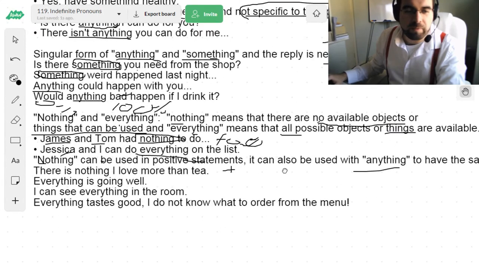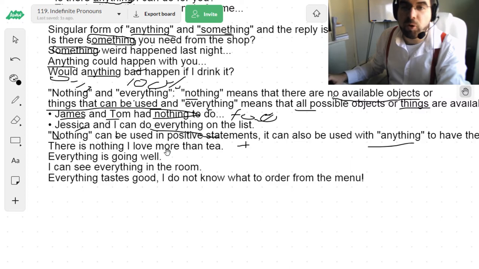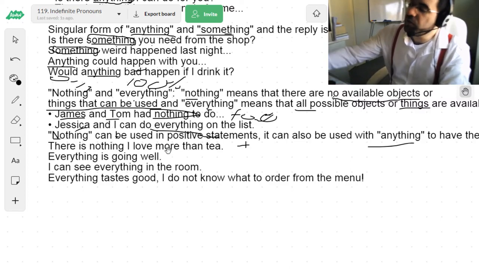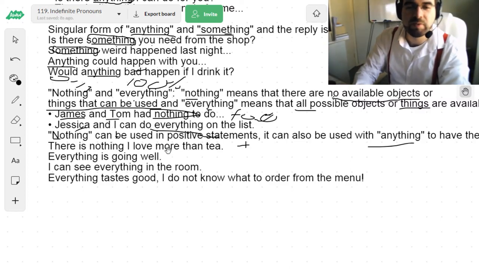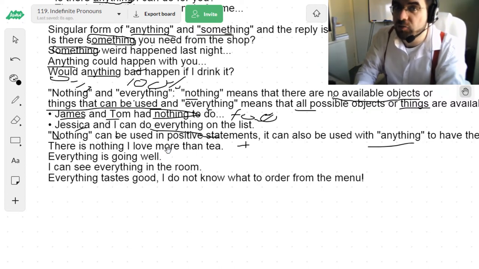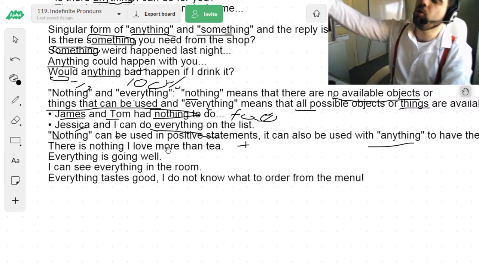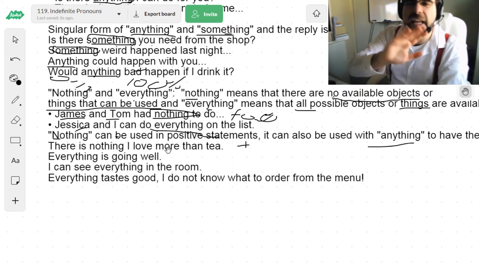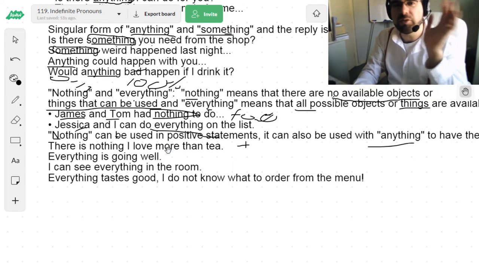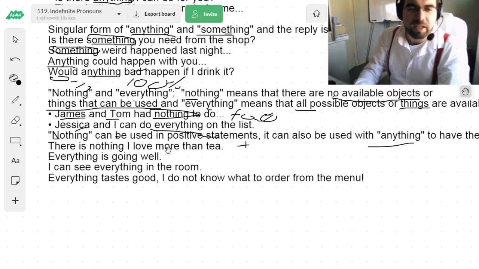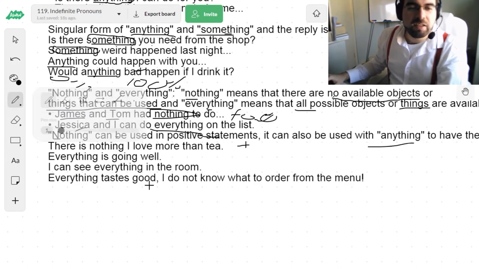There's nothing I love more than tea. There's nothing more I love than tea. There isn't anything I love more than tea. Nothing more I love than tea. There is nothing. There isn't anything. There is not a single thing. There isn't anything.